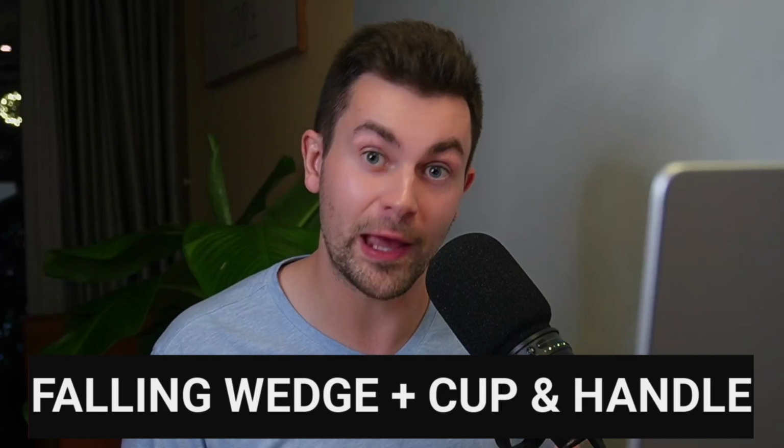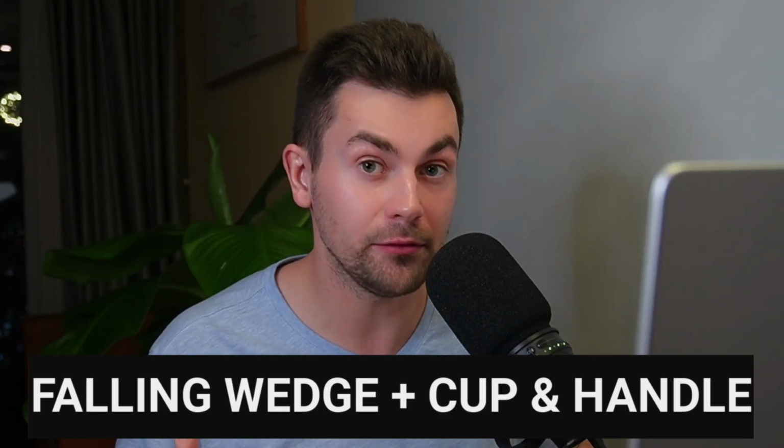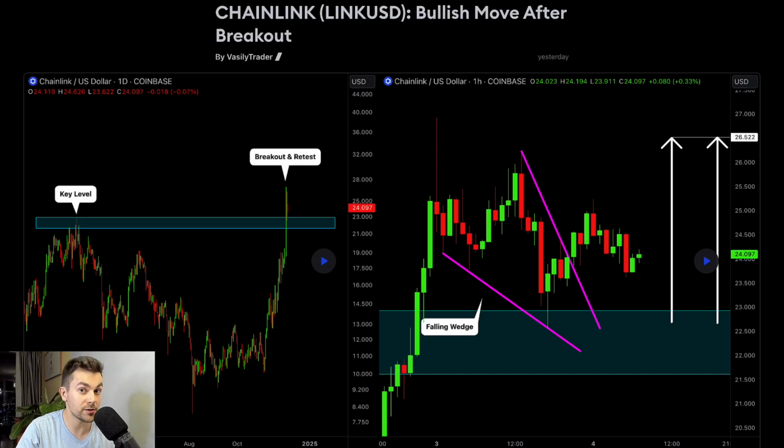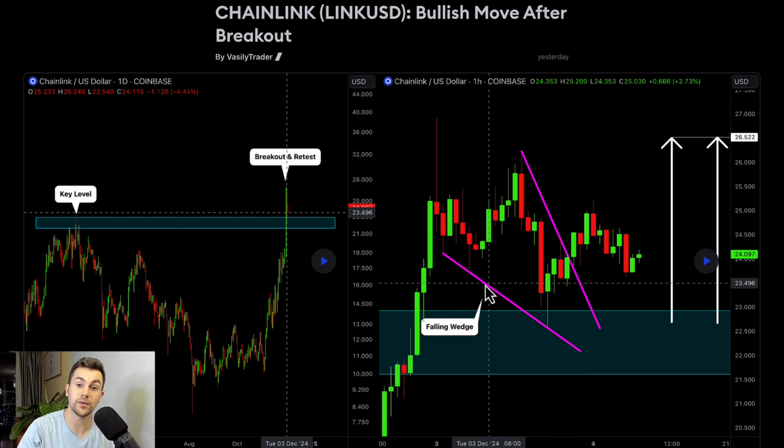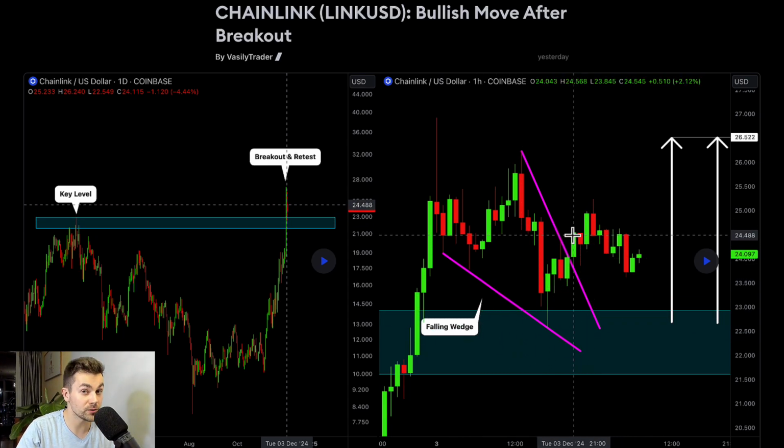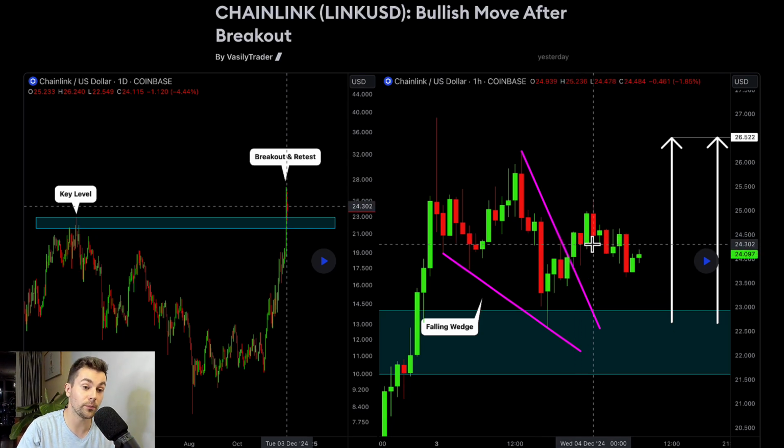This setup that achieved almost 83% winning rate this year is based on a combination of a falling wedge pattern and a cup and handle pattern within. Let's examine this trading setup. After a test of a key daily horizontal support, the price violated the resistance of the falling wedge pattern, giving a strong bullish signal.